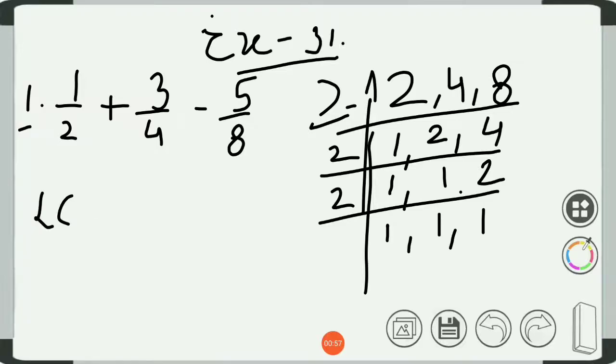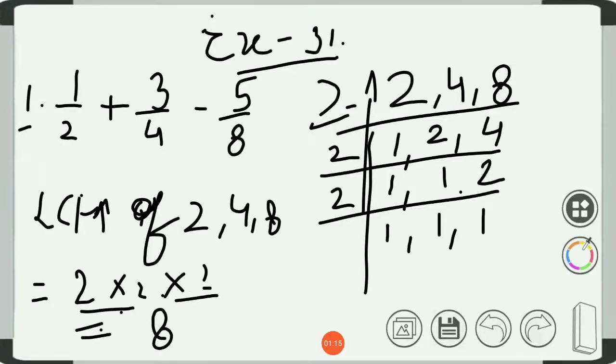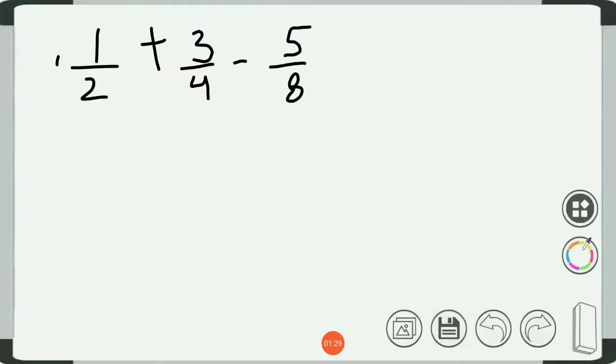So LCM of 2, 4 and 8 is equals to 2 into 2 into 2, 2 2's are 4, 2 4's are 8. So your LCM is 8. Now we have three fractions. 1 upon 2 plus 3 upon 4 minus 5 upon 8.